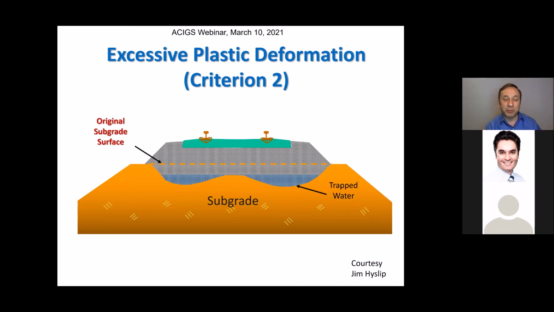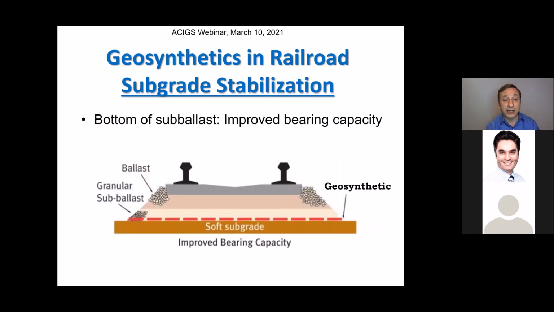With water accumulating in those locations, you're further softening and weakening the subgrade, which causes excessive deformation. These two types of failures are very common in subgrade conditions, and that's where geosynthetics do a great job for subgrade stabilization, especially stiff geotextiles, or my topic here, geogrids, from the reinforcement and stabilization perspective.